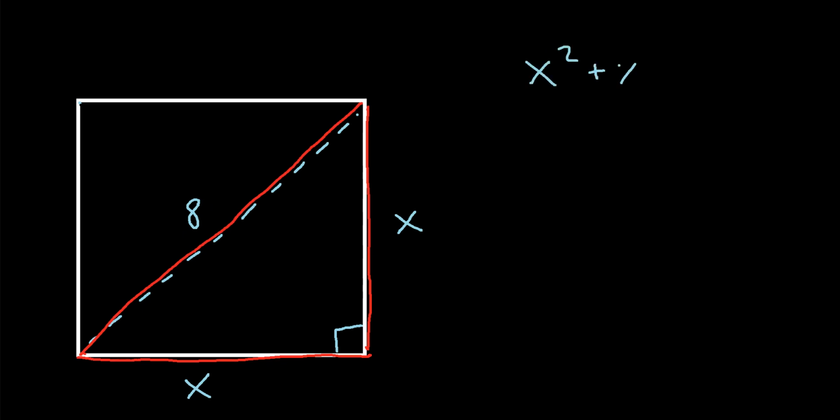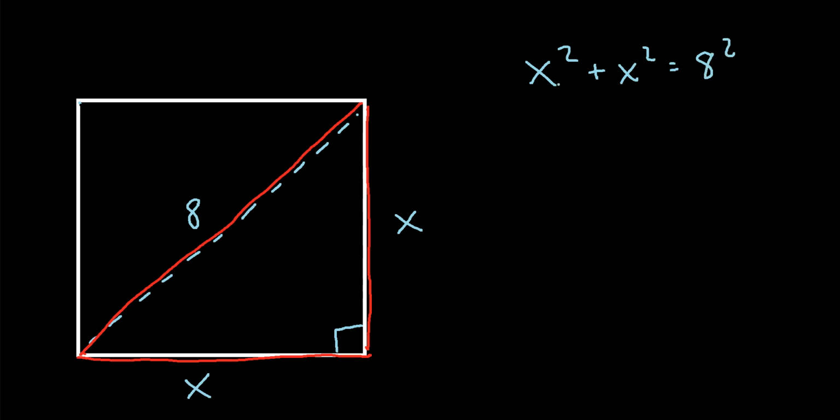So again, we could call this side x, and we could call this side x. Well, once again, we have another right triangle where this angle is 90 degrees, and we'll notice that these two sides, along with the diagonal, form a right triangle. So once again, the Pythagorean theorem applies. So what we can say is x squared plus x squared must be equal to 8 squared.